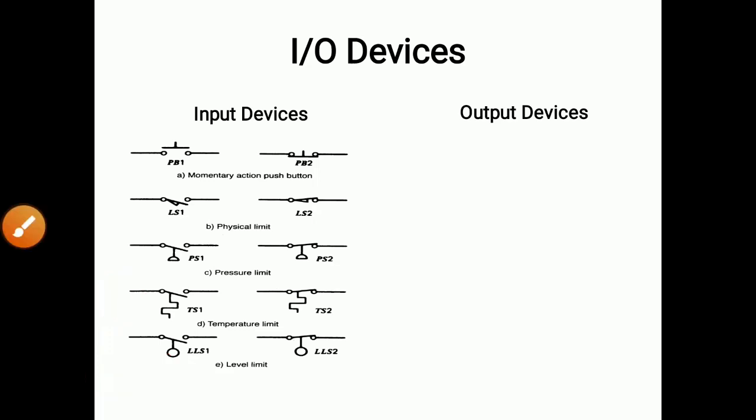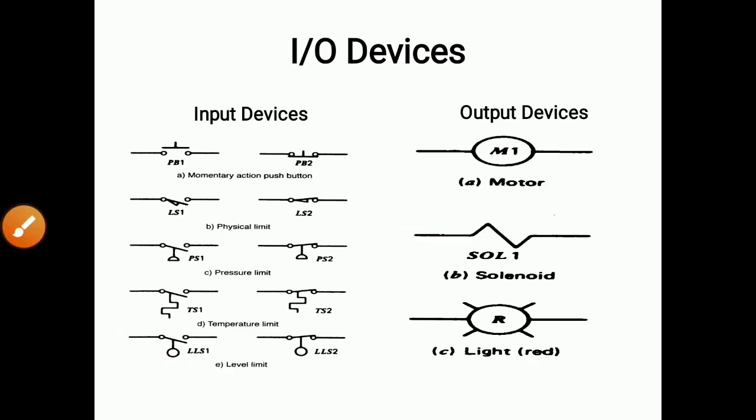Now these are output devices. The first output device is the motor. There is one circle and inside that M1 is written. The second one is the solenoid. The solenoid symbol is something like this. And the third one is the light. Inside the circle we have to write which color light it is, red, blue, black. So we write with the help of R, it's red. Like this, input and output devices are used.